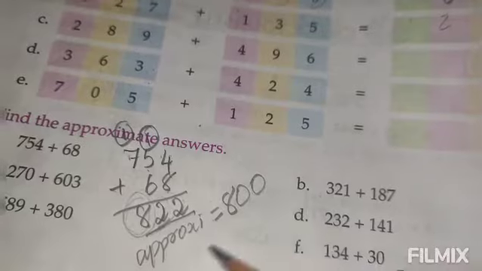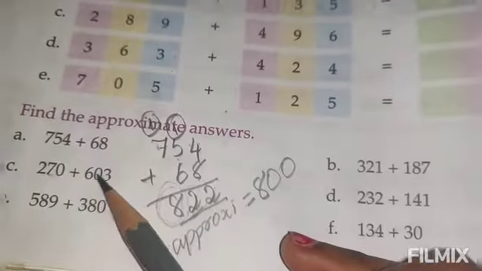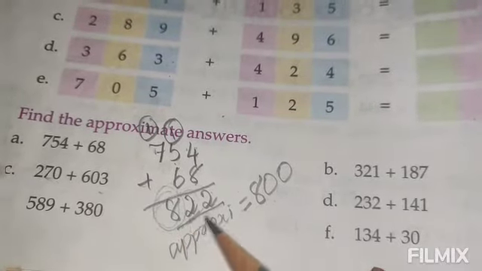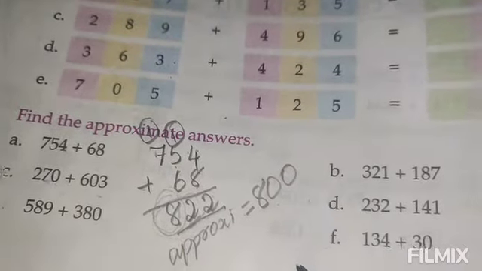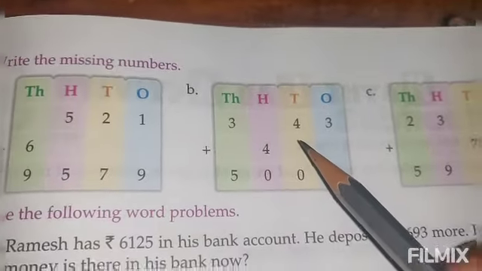And on this right side, these 2 digits will become 0. So this is the approximate answer. This is the way you have to do it. First you add the numbers, and only then the sum that you get, you round off to the nearest 100.